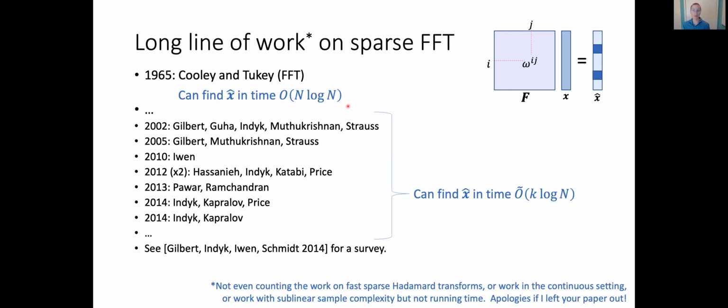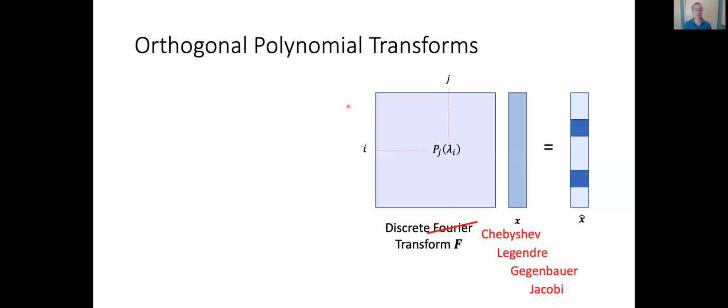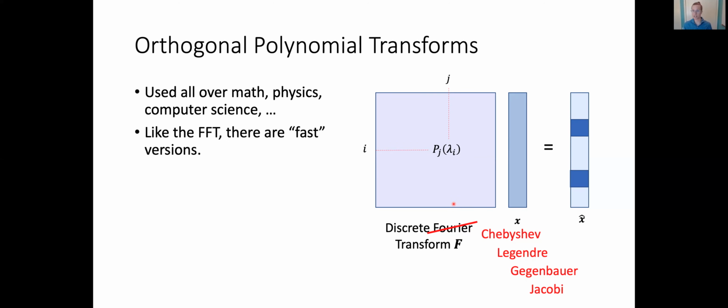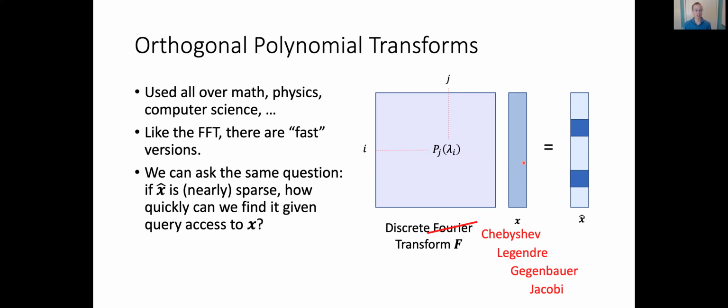So the problem that we're trying to solve in this work, building on the sparse Fourier transform, is to say, well, what about general orthogonal polynomial transformations? That means instead of looking at the discrete Fourier transform F, we're going to replace Fourier with a bunch of other names you may have heard of, like Chebyshev or Legendre or Gegenbauer or Jacobi. All sorts of orthogonal polynomial transforms which are used all over the place in math, physics, computer science, and so on. And just like the fast Fourier transform, there are fast versions of all of these transforms. That is, if I don't care about sparsity, I can compute F times x in nearly linear time. And so then it makes sense to ask the same question. Well, what happens if I do know that x hat is sparse or nearly sparse? How quickly can we find it given query access to x? And that's the question that we're going to be asking in this talk today.